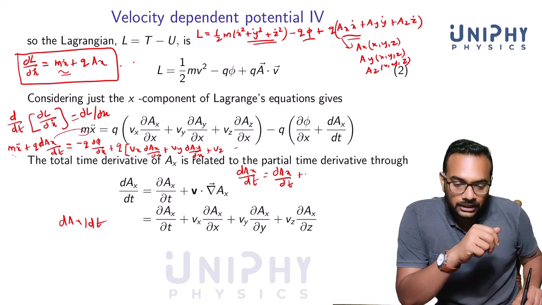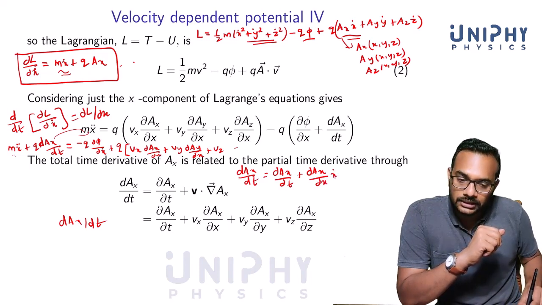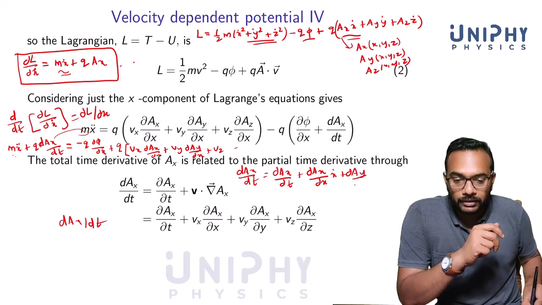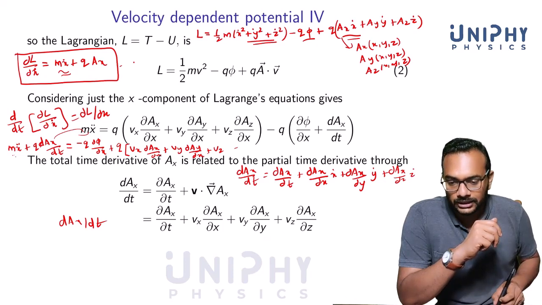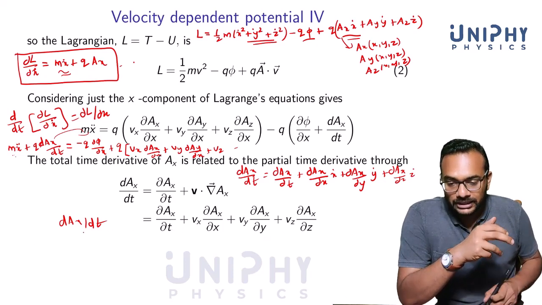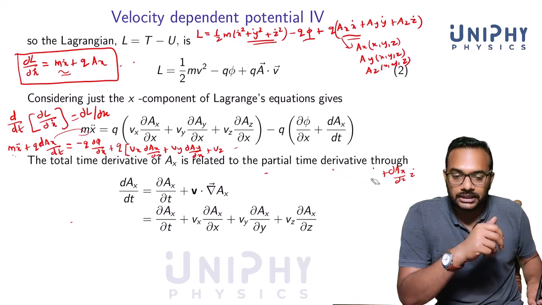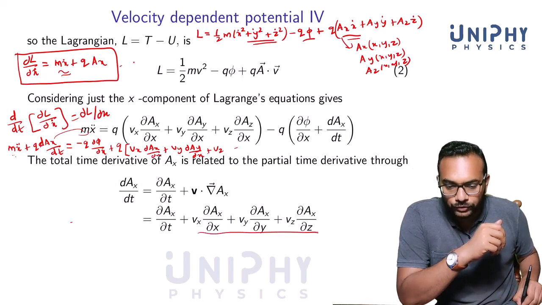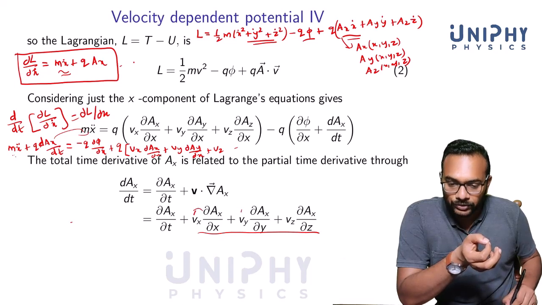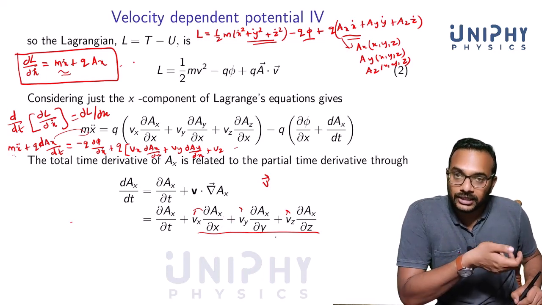To take into account the implicit dependence, we have to write ∂Ax/∂x times ẋ, or dx/dt, plus ∂Ax/∂y times ẏ, plus ∂Ax/∂z times ż. That's what I have written here. So dAx/dt is ∂Ax/∂t plus vx ∂Ax/∂x plus vy ∂Ax/∂y plus vz ∂Ax/∂z. I hope you understand how it has come there. Now one thing you can keep in mind is that this looks like a scalar product of two vectors. One vector with components vx, vy, and vz is simply the v vector. Another vector has components ∂Ax/∂x, ∂Ax/∂y, and ∂Ax/∂z.